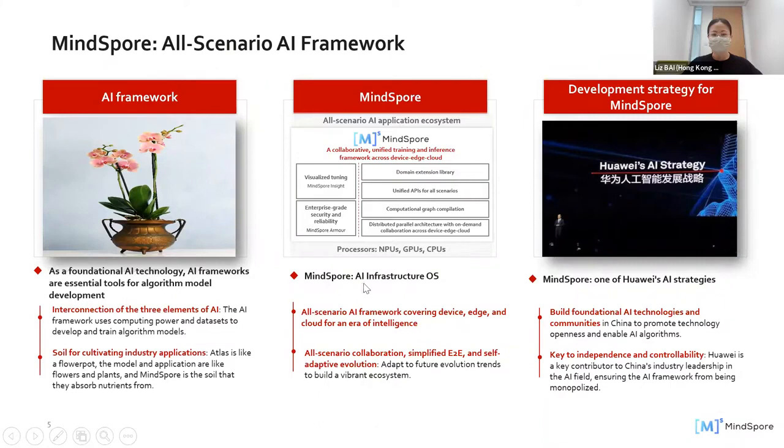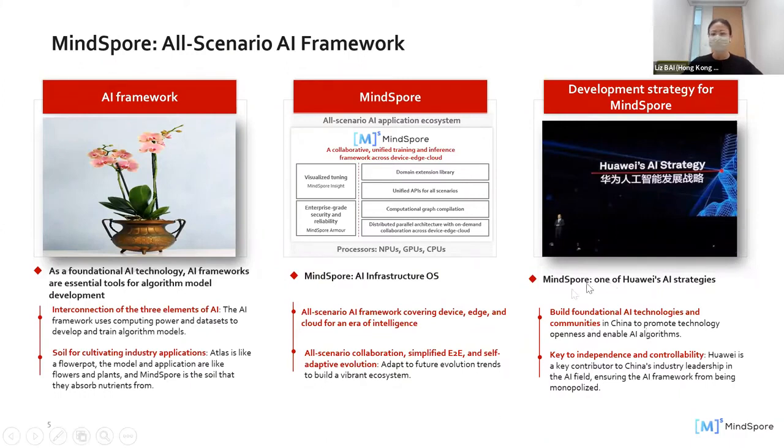So our MindSpore is an AI infrastructure. You can consider it as an OS, an operating system, a so-called all-scenario AI platform. What is all scenario? It covers different kinds of devices, edge, and also the cloud in the area of intelligence. It's also all scenario for collaboration, which means you can collaborate to build models with your partners in a very safe way. And it also simplifies end-to-end and self-adaptive evolution.